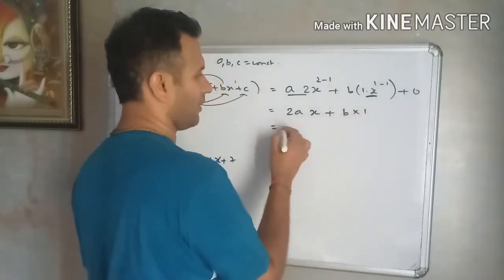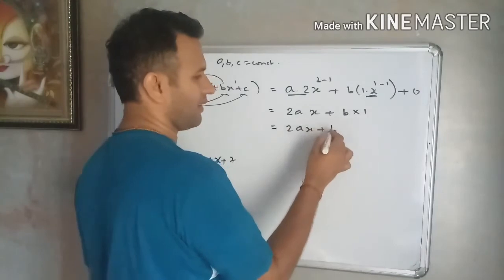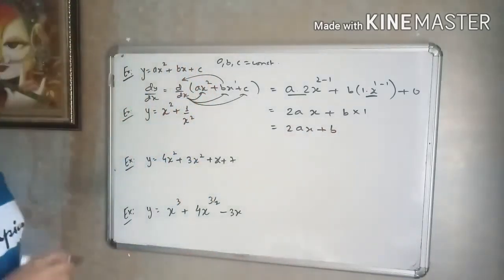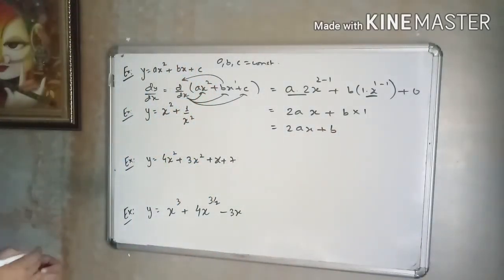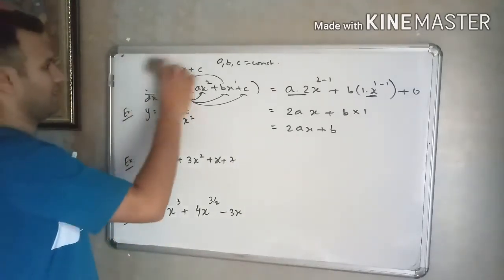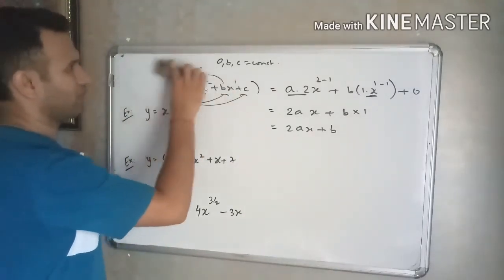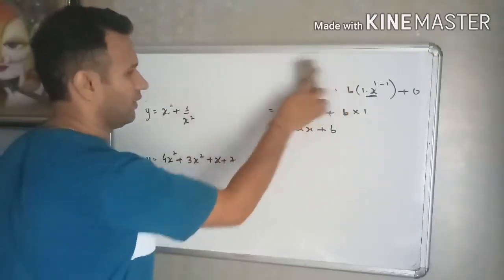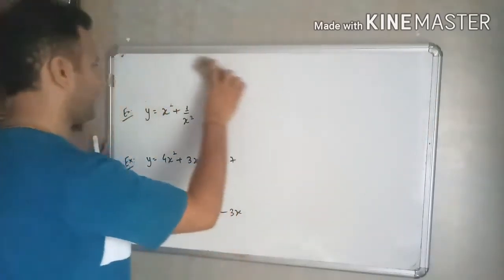So 1. It will become 2ax plus b. This is the answer for the first one, okay? Now let us see the second one. So I'll erase the first one so that we have some space here. Okay, so I have erased this.